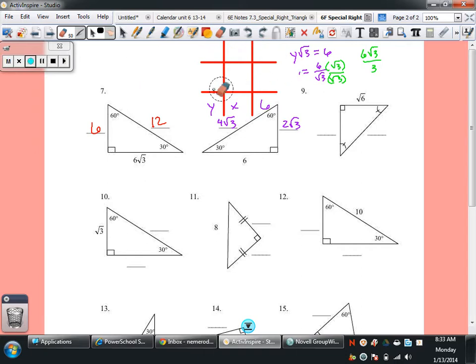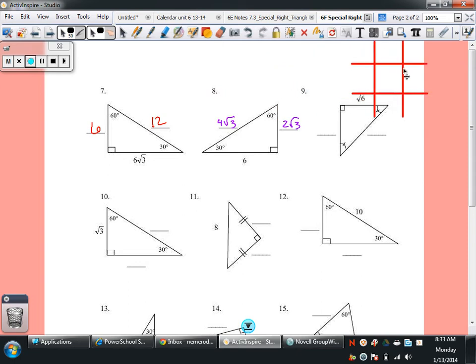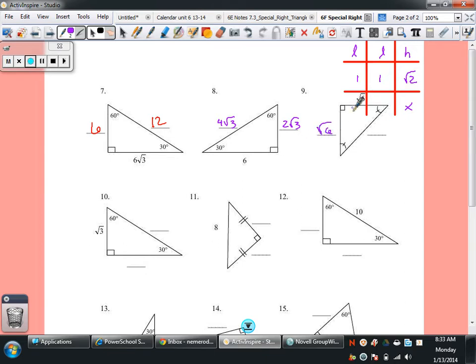Number 9, it doesn't have any angle measures on it. What it does have is angles marked congruent. Once they're marked congruent, I know that if this is equal to this, then it's isosceles. So now I know it's a 45, 45, 90 triangle. So this is leg, leg, hypotenuse, 1, 1, square root of 2. The hypotenuse we don't know. We know that if this leg is square root of 6, then this leg is square root of 6. So that's easy.